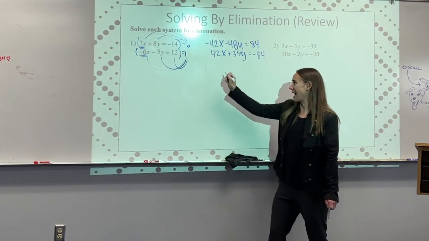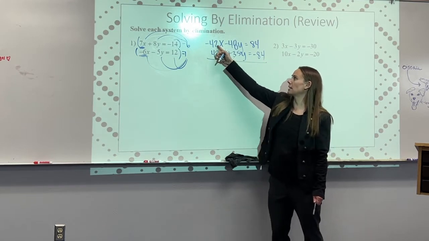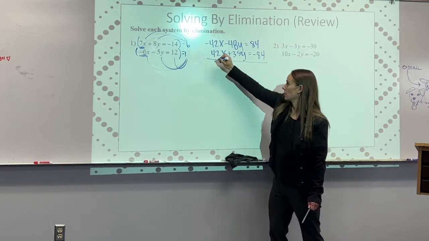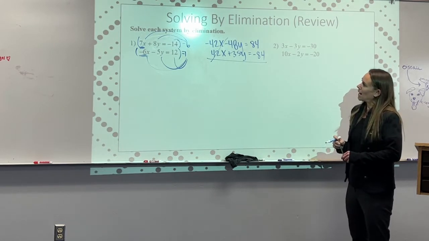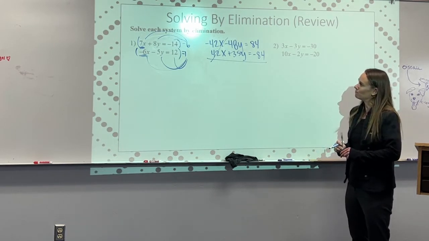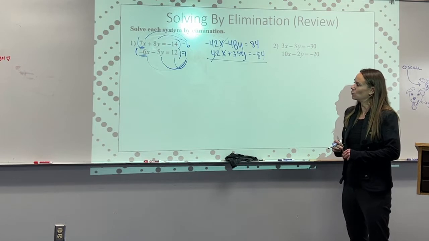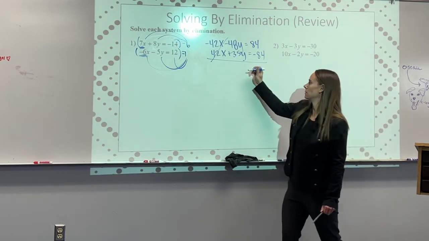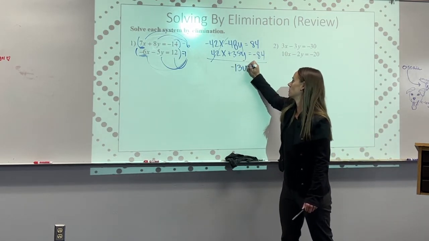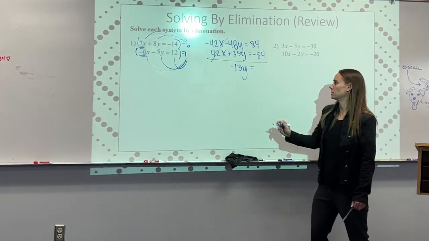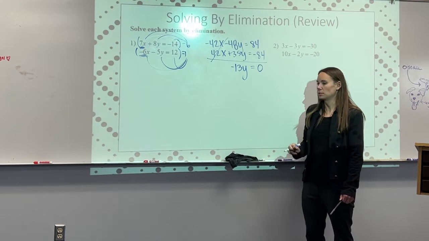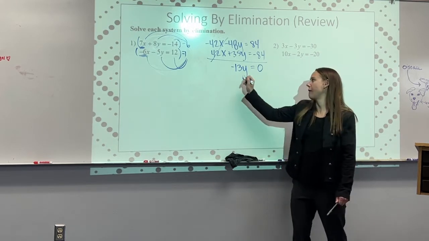All right, so now we're gonna add straight down. What happens with the -42x and the positive? They cancel out. Okay, lovely. -48y plus 35y, is it -13y? Does that sound right to you? Yep. What's 84 plus a -84? 0. Divide by -13.